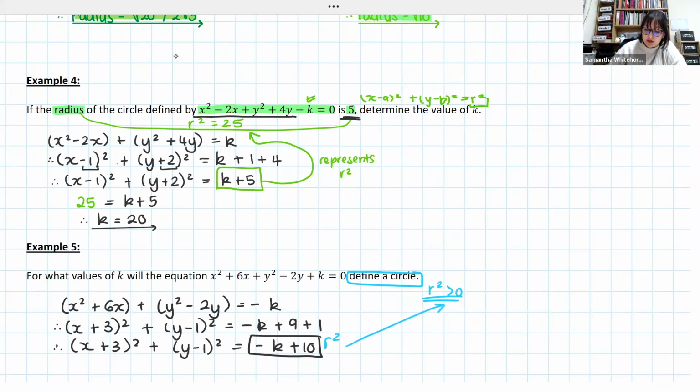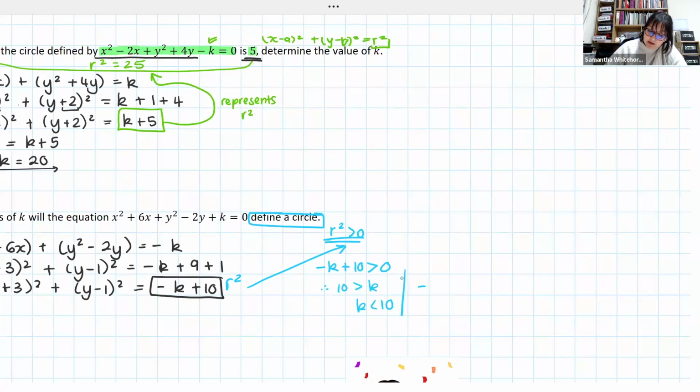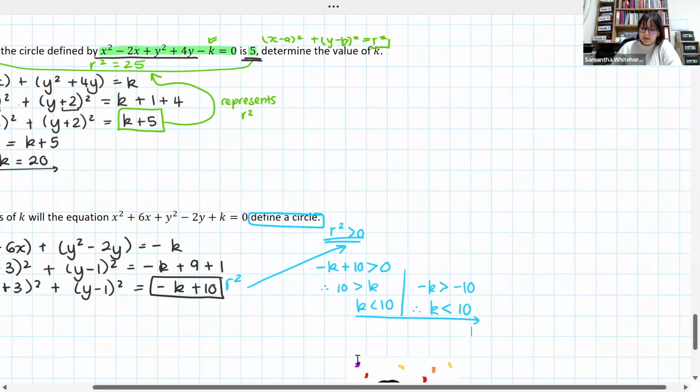I can now use that information. I know that -k + 10, the expression that represents r², must be greater than 0. And so therefore, when I solve my equation, k is less than 10. If you don't want to solve it like that, that's absolutely fine. You can go ahead and leave the negative k on the left, bring the 10 over, making it negative. Just remember, when you divide both sides by a negative, your sign flips. So you end up with exactly the same thing, whatever you're more comfortable with.